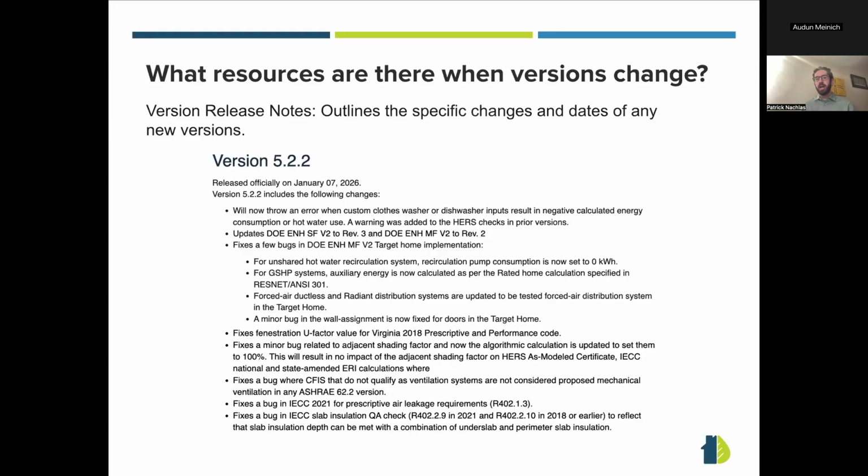It's typically just a high level summary, but if you had a question about this first one, like, what's happening? Why am I getting an error for custom clothes washers or dishwashers? Feel free to reach out to support at Ekotrope and we can get answers. Or if you're interested in knowing why a specific project is seeing the results that it's seeing, that's definitely something we can look into and provide context on.